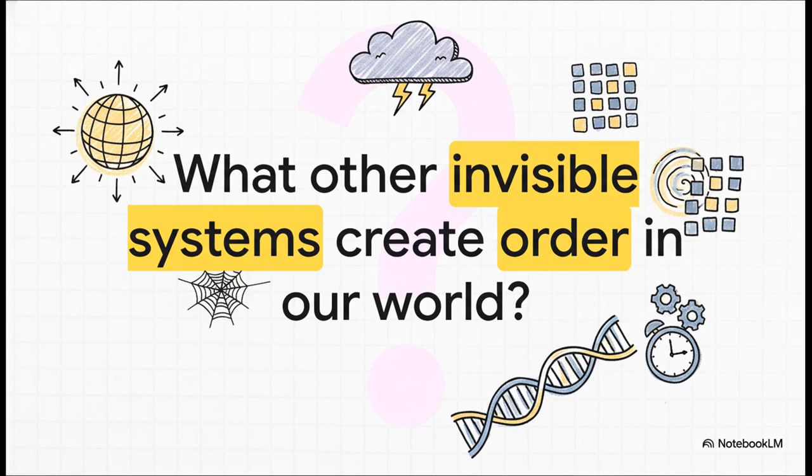It's really a beautiful example of a hidden system that creates this immense order from just a few simple rules. And it kind of makes you wonder, doesn't it? What other invisible systems, what other silent partners are out there quietly creating order and structure in our world, just waiting for us to notice?